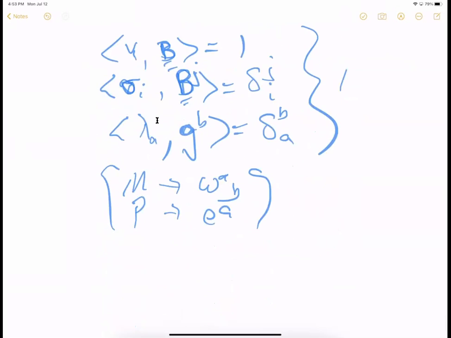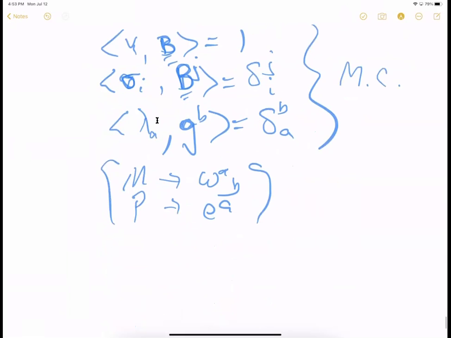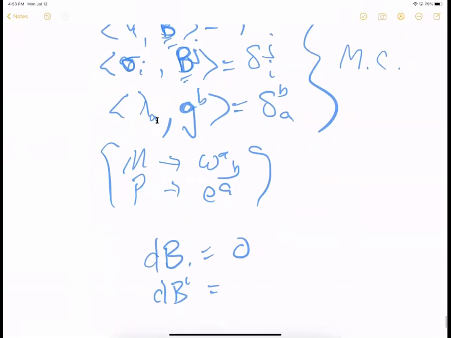Well, we write the Maurer-Cartan equations for these. So for example, we have dB, and that would be, for the polymetric, minus a half structure constants.